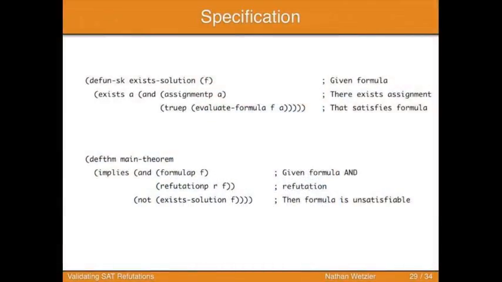If there exists a solution for the formula, then we shouldn't be able to verify the refutation, so the bottom part would become false, and the first part of the implies would become false, and so the whole theorem would become true.